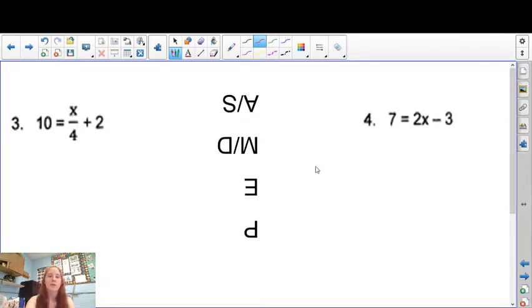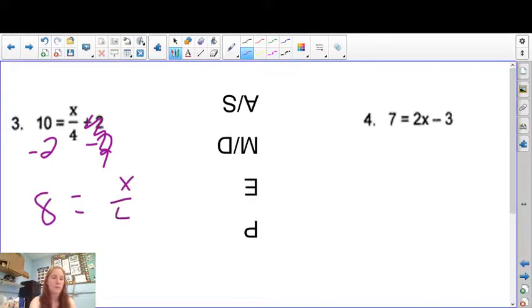So again, we got to start with our addition or subtraction first. Right now I currently see an addition of 2, so I'm going to subtract. This causes the 2 to cancel, so I'm left with 8 is equal to x divided by 4. Now I have division, so I undo it with multiplication. So I undo my division of 4 by multiplying by 4.